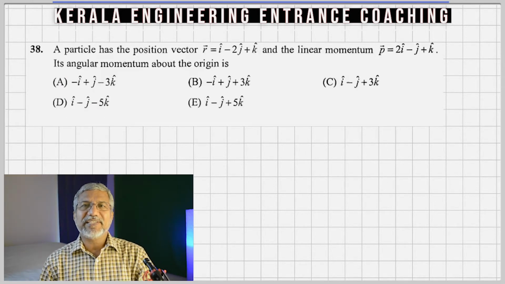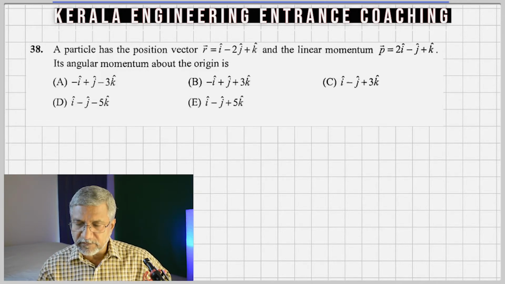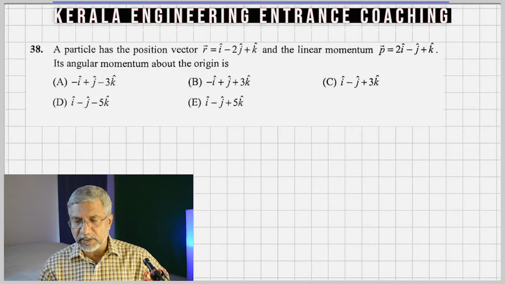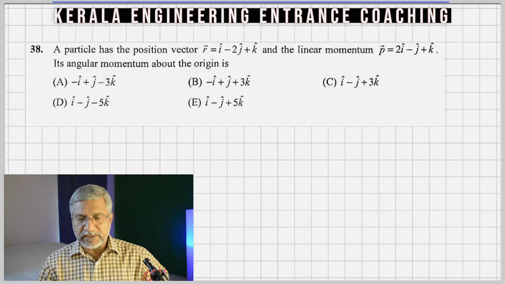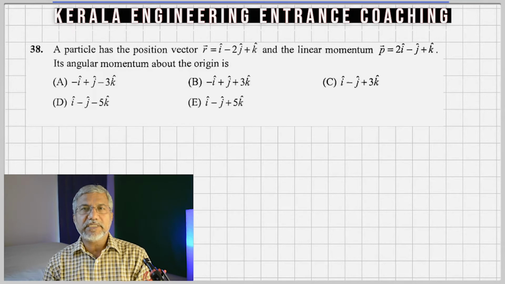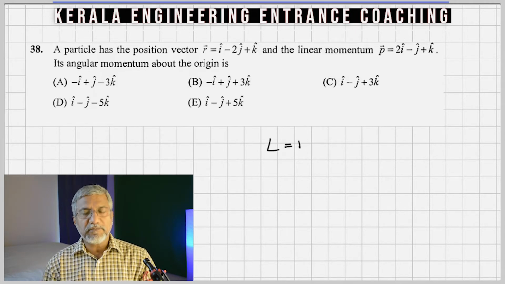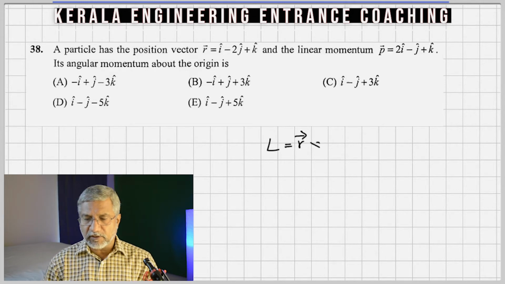All right, so there is 38 now. A particle has the position vector r is equal to i minus 2j plus k, and the linear momentum vector p is 2i minus j plus k. Find its angular momentum. So you're given position vector and you're given the linear momentum, and you have to find the angular momentum. How do you do that? Angular momentum is the cross product of r and p. So now we have to know how to take the cross product. Angular momentum, L, is the cross product of R and P.